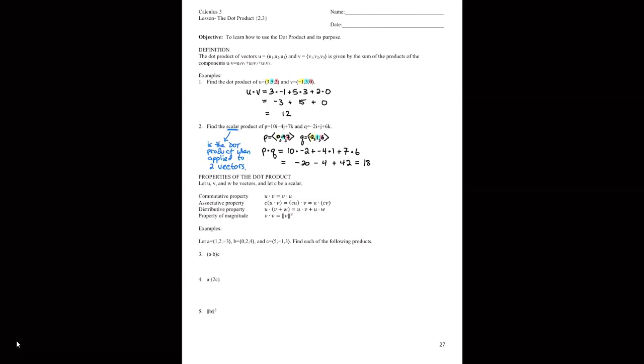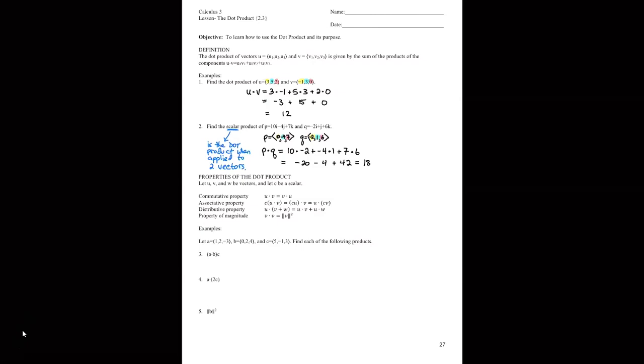Then we see that we have some familiar relationships: the commutative property, the associative property, and the distributive property, all familiar stuff. You're just reorganizing. That should be pretty straightforward. The property of magnitude is the first interesting one. Well, they're all interesting, but that's the first one that's like, whoa, I didn't know that. All right, maybe you did.